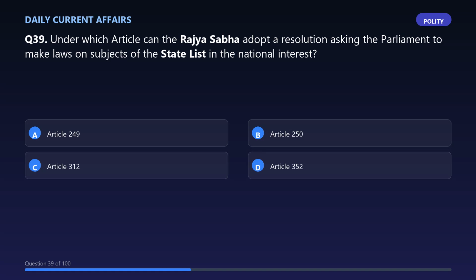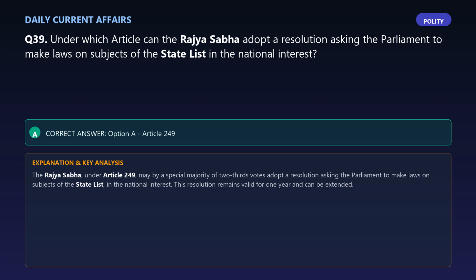Question 39. Under which article can the Rajya Sabha adopt a resolution asking the Parliament to make laws on subjects of the state list in the national interest? The correct answer is option A, Article 249. Explanation. The Rajya Sabha, under Article 249, may by a special majority of 2/3 votes adopt a resolution asking the Parliament to make laws on subjects of the state list in the national interest. This resolution remains valid for 1 year and can be extended.